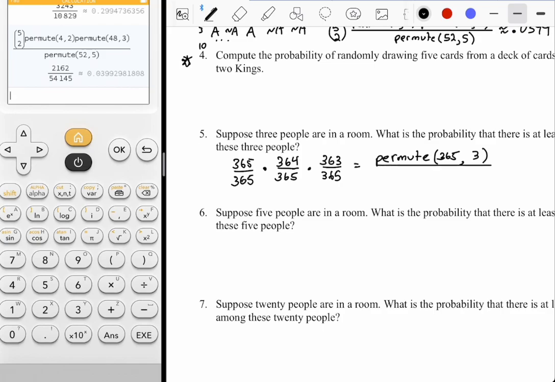But on the bottom, there is no decrease, right? Because I'm not removing days from the year. Those days are going to stay put. I'm removing possible days that a person could be born on. But it is still out of the number of possible days available.